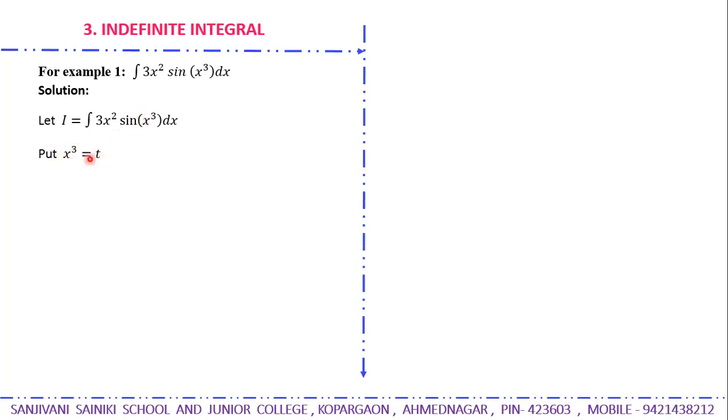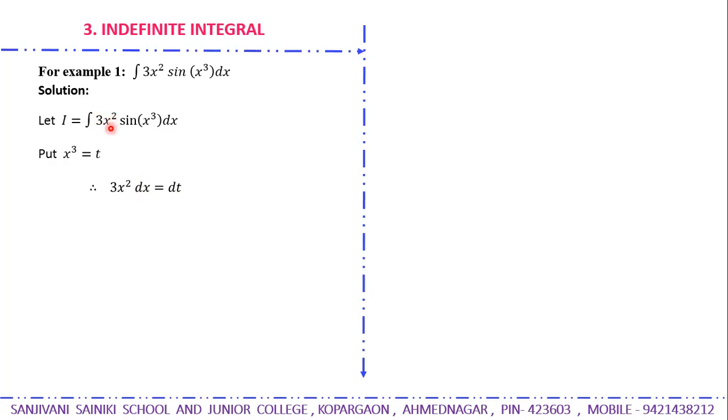Take the differential of this. You get 3x square dx is equal to dt. This is the differential, or you can say the derivative: 3x square is equal to dt by dx. Then the dx is taken to this side. You will get 3x square dx is equal to dt. It is actually the differential of this. 3x square dx is equal to dt.